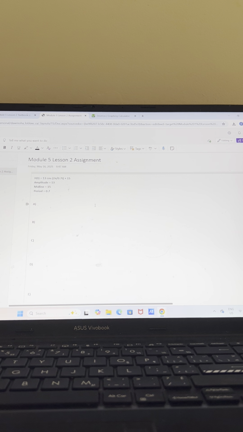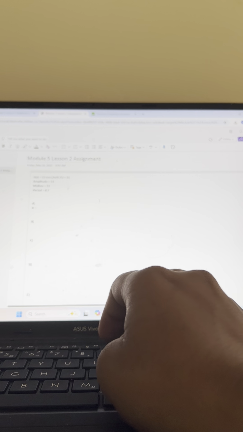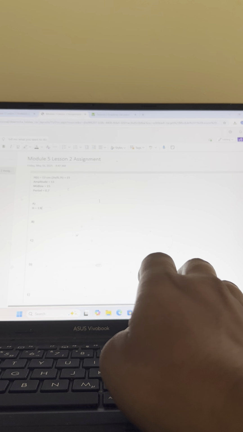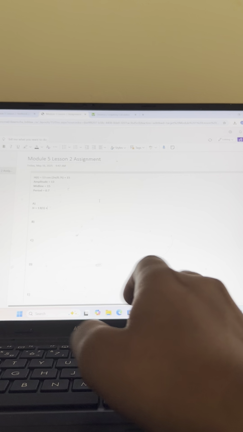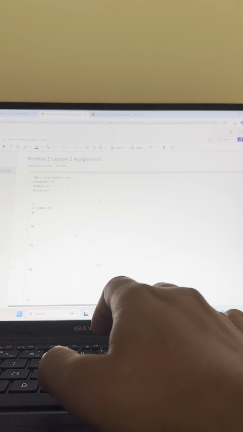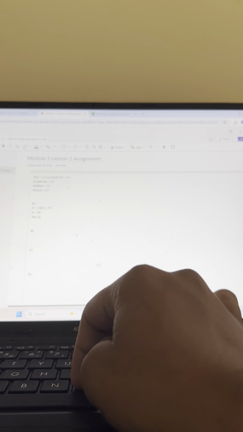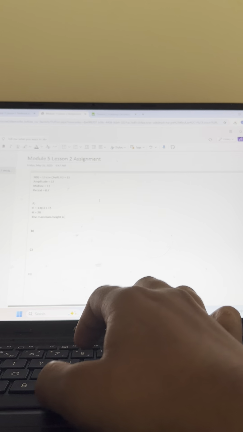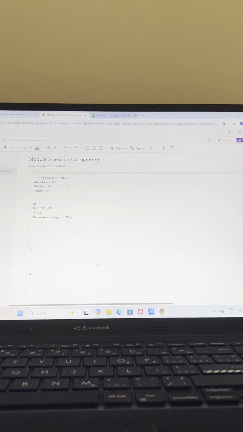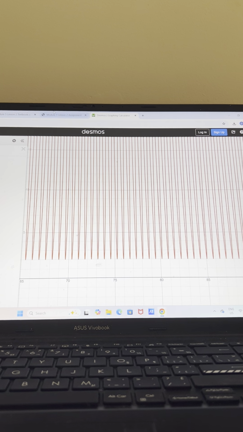The maximum of cosine is going to be 1. So the height is going to be 13 times 1 plus 15. This is going to equal 28. So the maximum height is 28 meters. We can also verify this graphically. Here we see 28, so that confirms that's the correct answer.